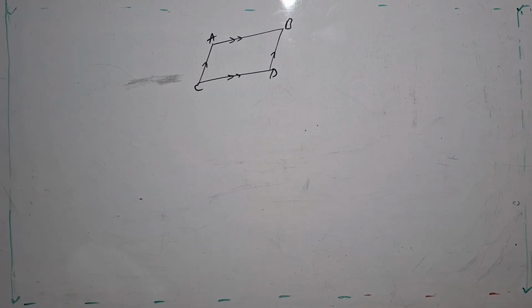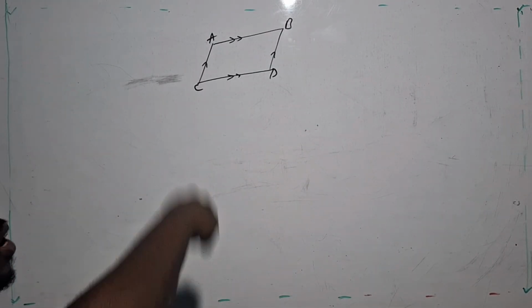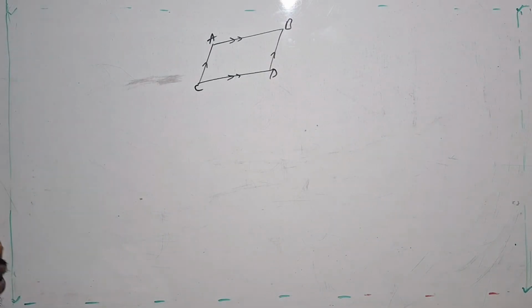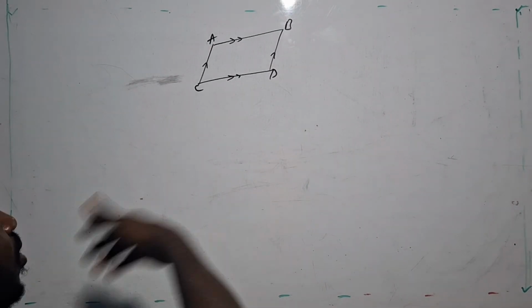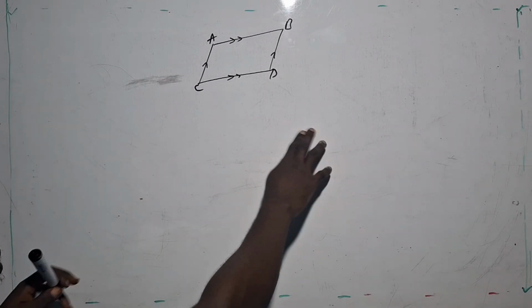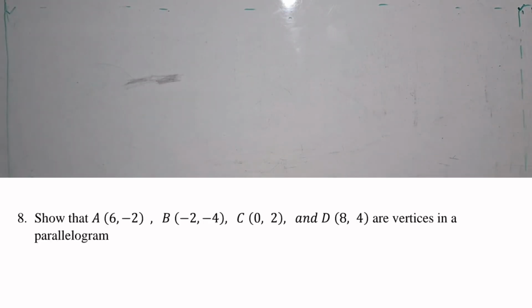So when you see any question and they give you points and say show that they are vertices of a parallelogram, simply put, this is how it is solved. We are not going to waste time on this. We are going to solve only one question on this. It's a very, very easy question. So they say show that A (6, negative 2), B (negative 2, negative 4), C (0, 2), and D (8, 4) are vertices of a parallelogram.